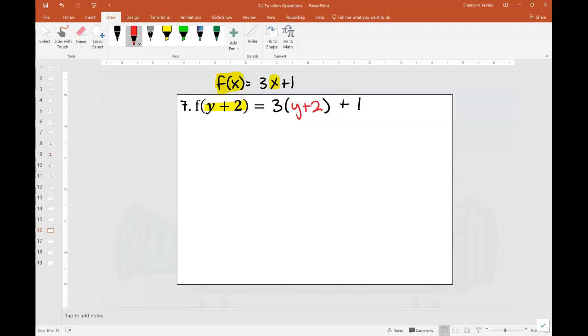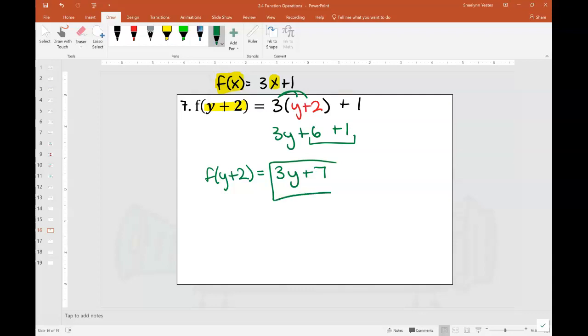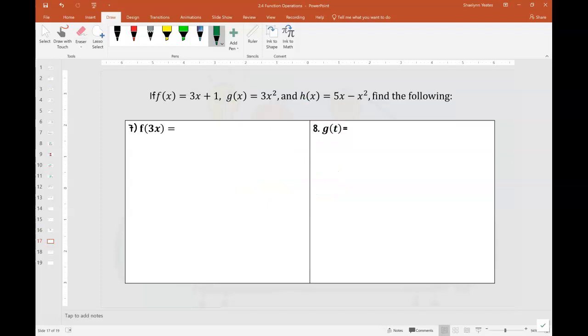From here, I see I can simplify. I can do some distribution and combine like terms. So let's go ahead and do that. I'm going to distribute my 3, and I get 3y plus 6, and I still have the plus 1 at the end. My like terms are 6 plus 1. So my answer for f of y plus 2 is going to be 3y plus 7. Okay, so that is my answer. It's a function, it's like an equation still. That's fine.